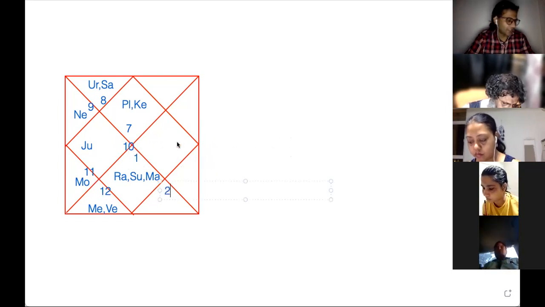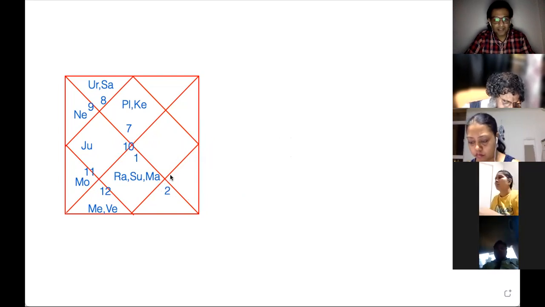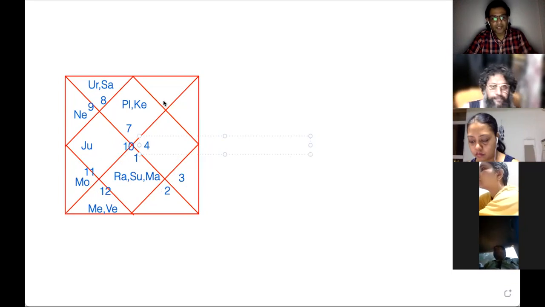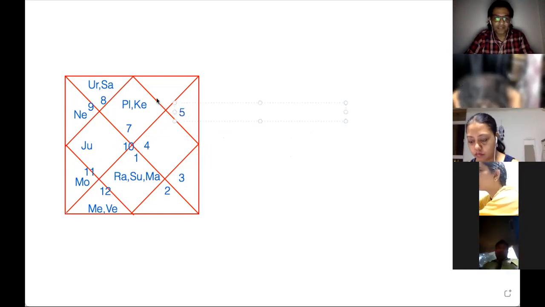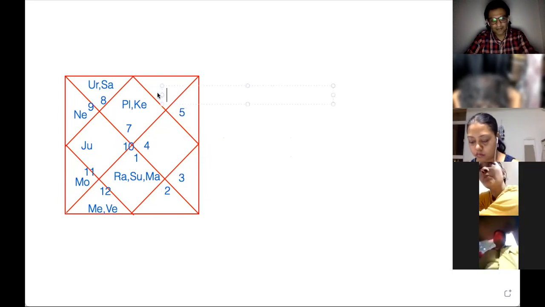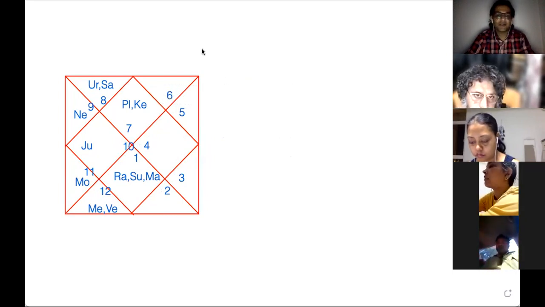2nd Rashi will come in the 8th house. 3rd Rashi will come in the 9th house. 4th Rashi in the 10th house. This will be the 5th Rashi, and this will be the 6th sign, 6th Rashi.